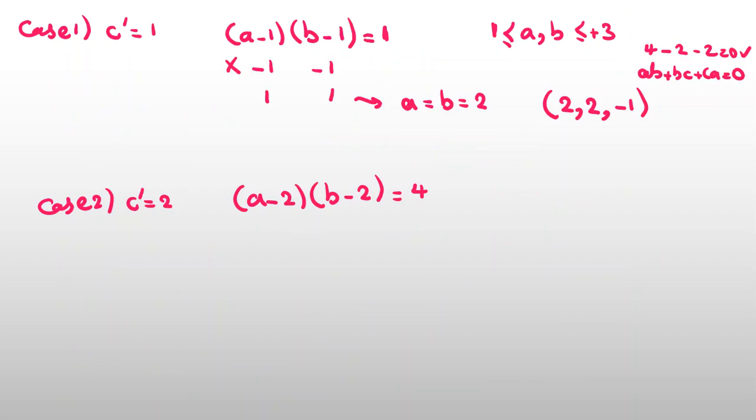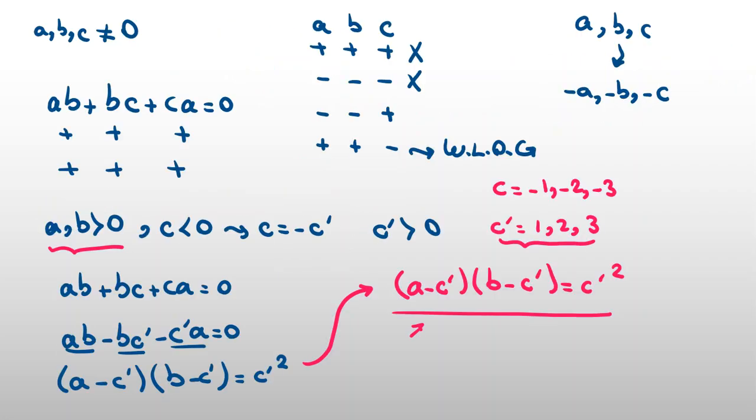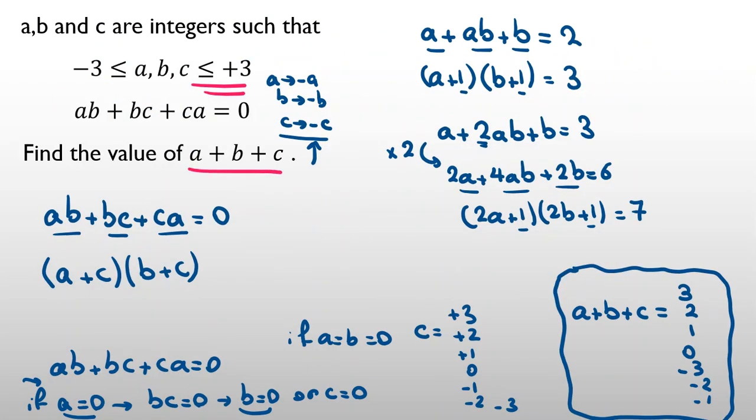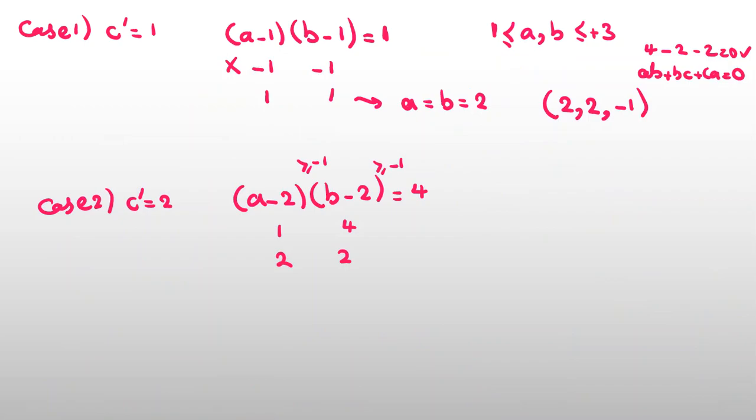So again here, because A is positive and B is positive, it will be greater than or equal to negative 1. So negative 1, negative 4, negative 2, negative 2 doesn't work. 1, 4, and 2, 2. 4, 1 we don't need to check because we should only calculate A plus B plus C. So it's symmetry with respect to A, B, C. You need to check only one of them here.